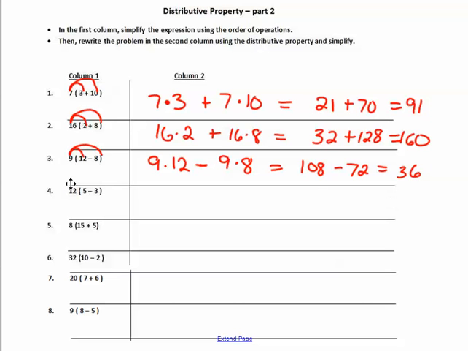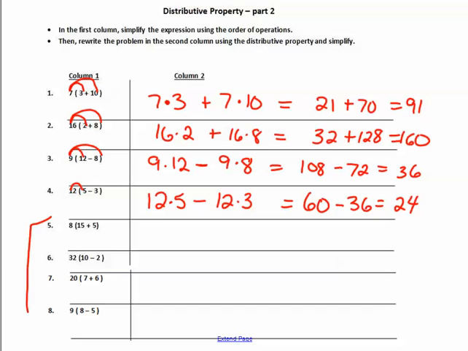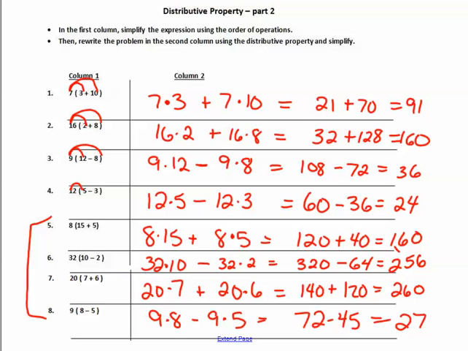I'm going to do one more, and then you do 4 by yourself. So 12 times 5 minus 12 times 3 equals, that's 60 minus 36. So that would be 24. All right, you do these 4. Pause the video and come back for the answers. All right, check your work. Some of those were big problems. So check over those.